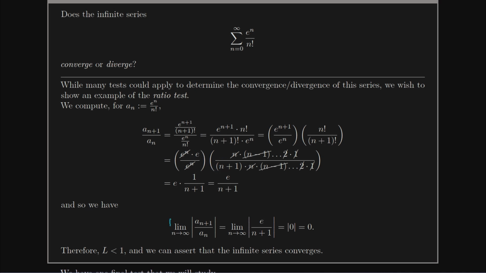And I'm going to go ahead and take the limit as n goes to infinity of e over n plus 1. Well, e is finite, right? It's just 2.718 dot dot dot. Well, that n plus 1 is going to infinity plus 1. This whole thing is going to 0.